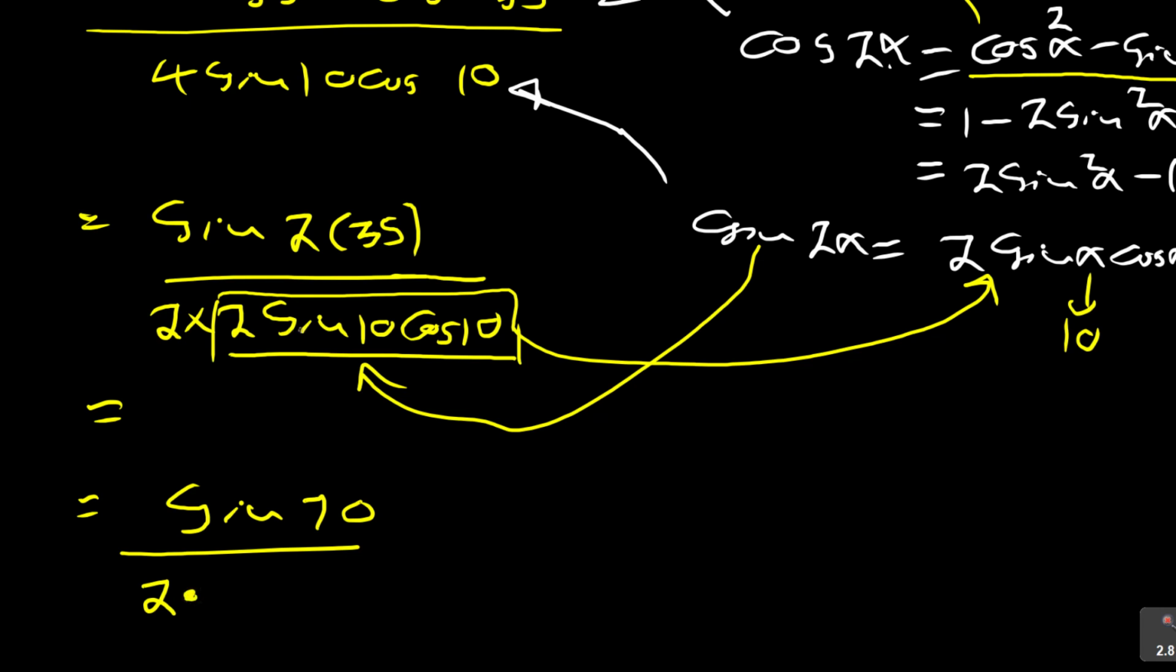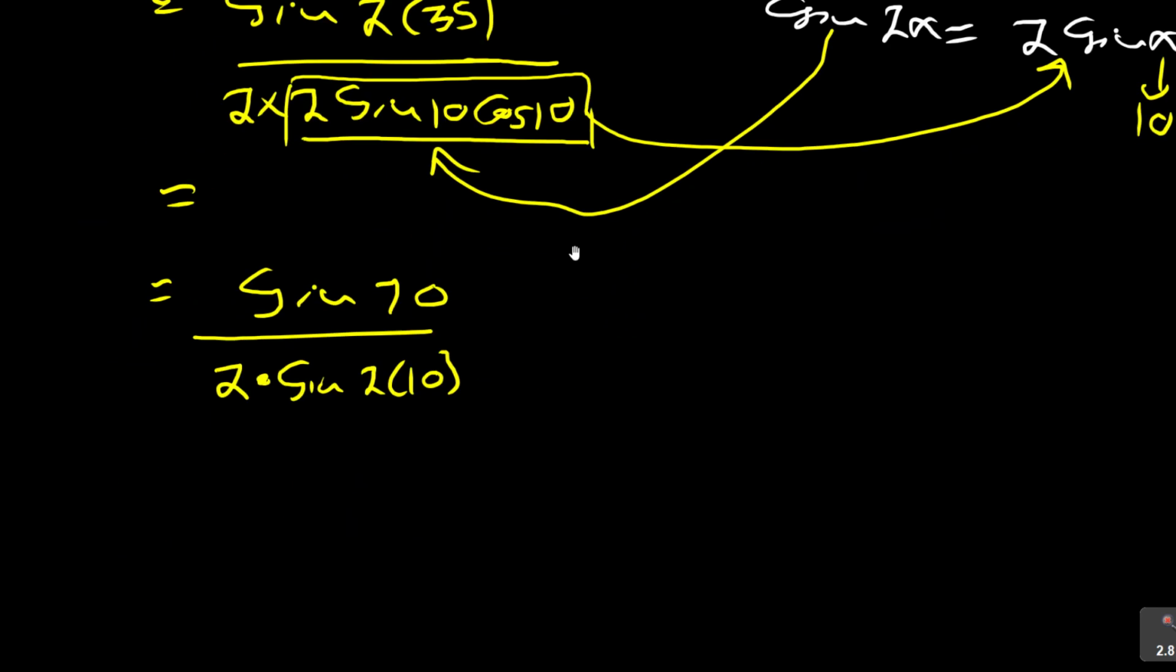And then I say sine 2 alpha, which is 2 bracket, sorry about this, sine 2 bracket 10, just like I did on top. It was 2 bracket 35, now it's 2 bracket 10. Then equal to, what do I have? Cos 70 over 2 times sine 20.